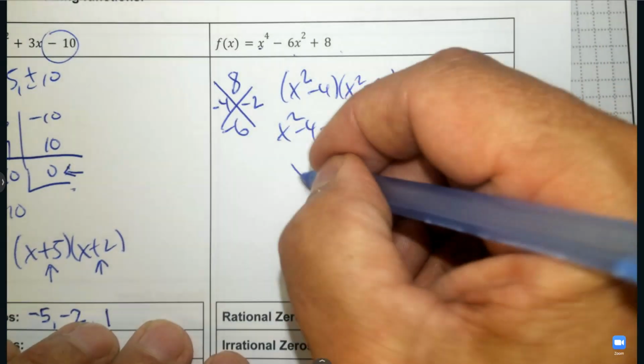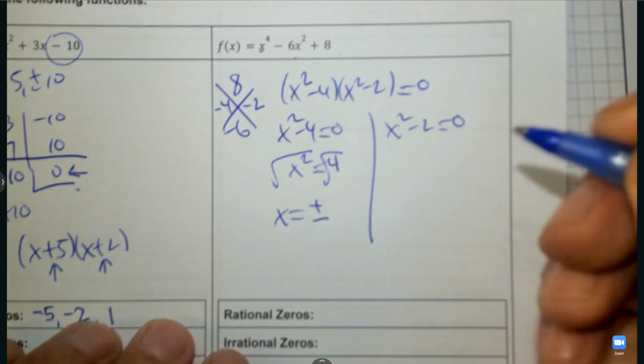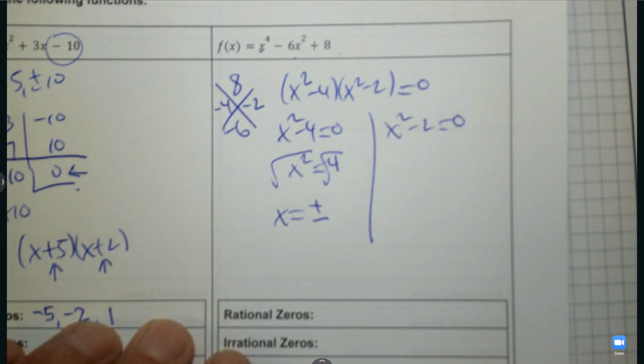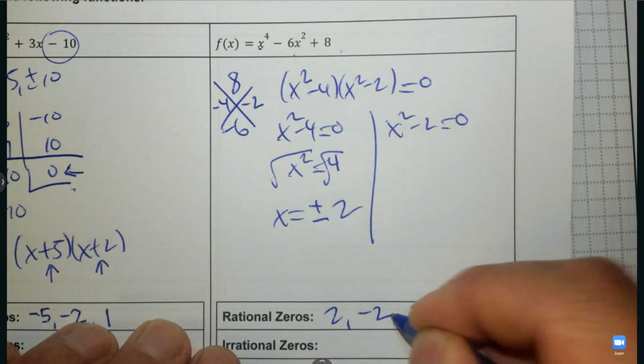So for the first one, I'm going to add 4. Then I'm going to square root. I know that means the answer is positive and negative. The square root of 4, what number times itself is 4. So those answers, positive 2 and negative 2, are rational.